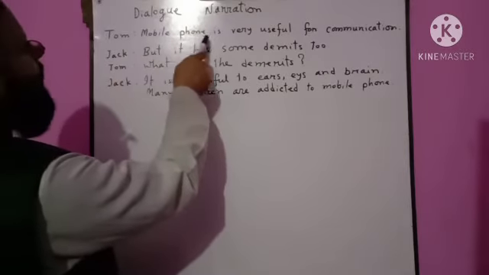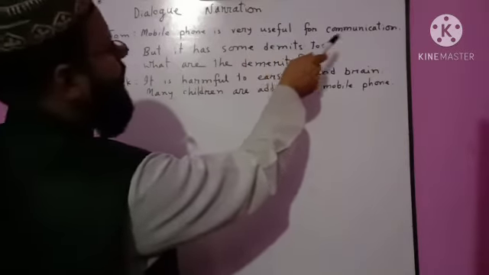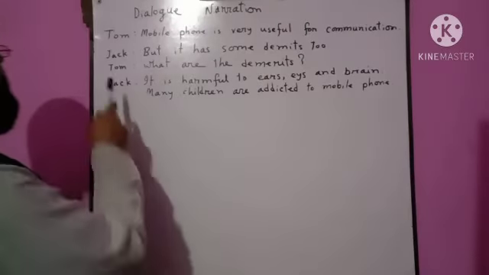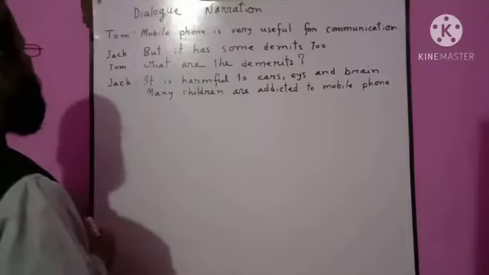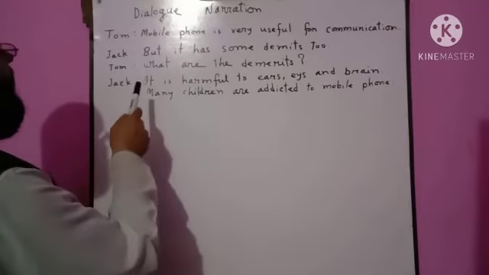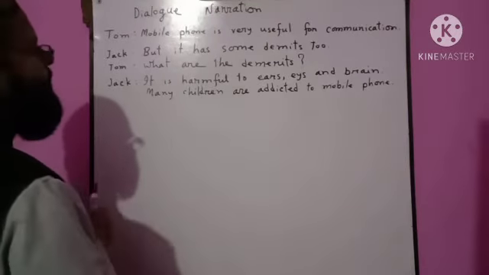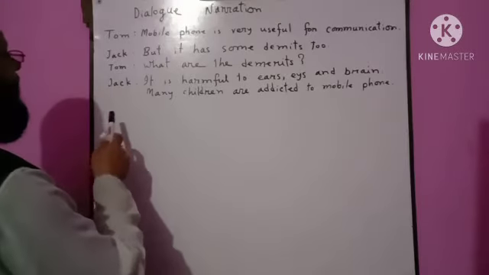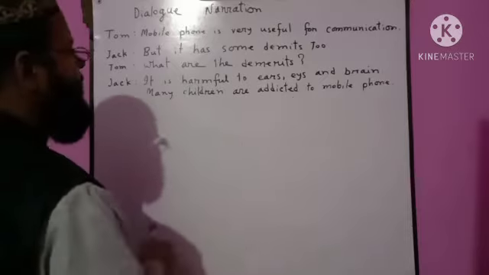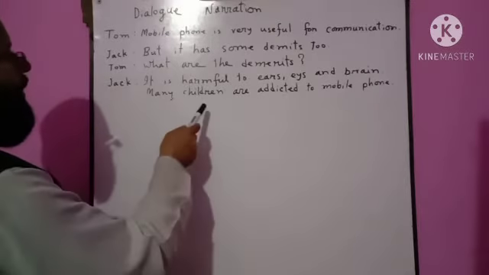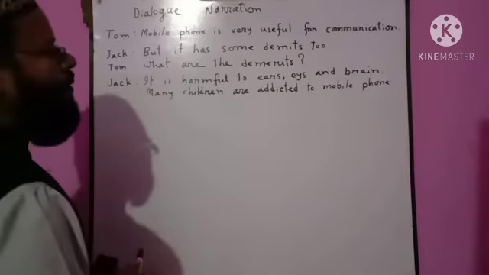Tom: Mobile phone is very useful for communication. Jack: But it has some demerits too. Tom: What are the demerits? Jack: It is harmful to ears, eyes, and brain. Many children are addicted to mobile phone.